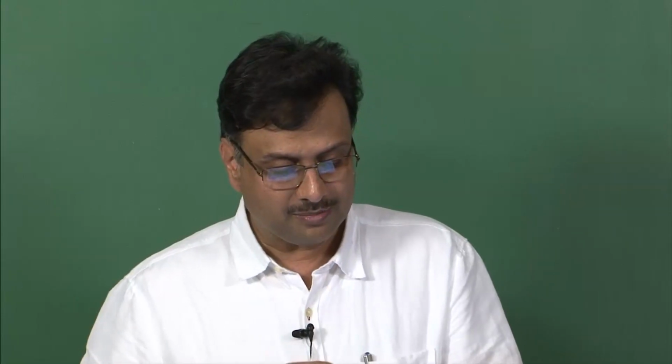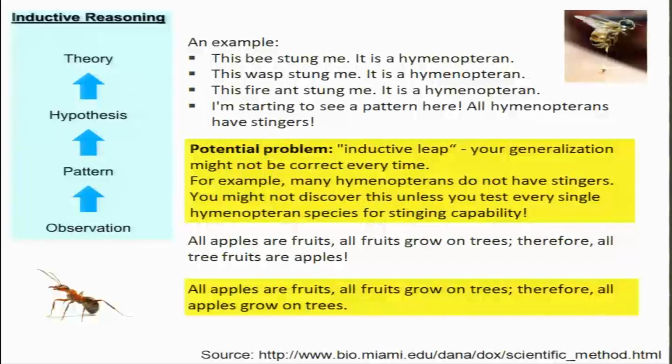Let's look at the other examples. All apples are fruits, all fruits grow on trees, therefore all apples grow on trees may not be the best way to explain that. It can't be that every fruit that you see on a tree is an apple.